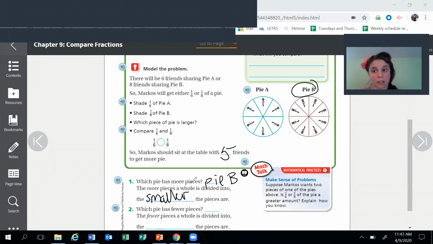And don't worry, we're going to practice this a lot because it takes a lot of brain power to figure this out. And which pie has fewer pieces? Pie B has more pieces than pie A. Pie A has fewer pieces. The fewer pieces a whole is divided into, the bigger the pieces are. The fewer people you have to share your pie with, the bigger your pieces are. Okay?